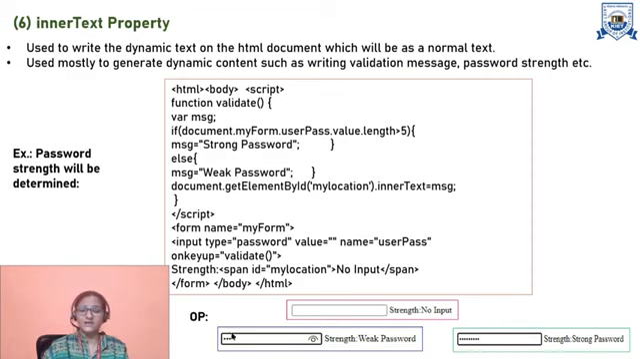It is only 3. So the else part got executed. MSG stored weak password and it replaced the inner text of my location, this span where no input was written. It got replaced with this MSG. And what is MSG here? Weak password, when the length is less than 5. When we give length beyond 5, this span, the small piece of code, got replaced with this MSG, which was strong password. This is the benefit of the innerText property.